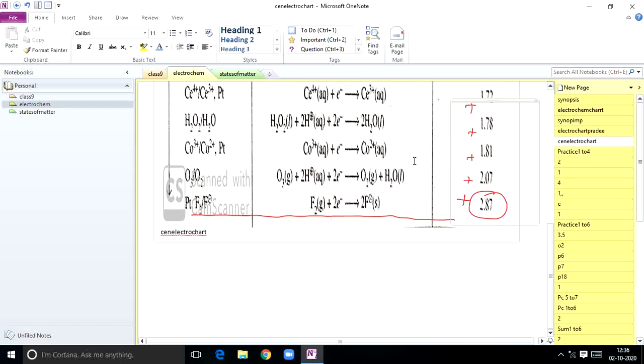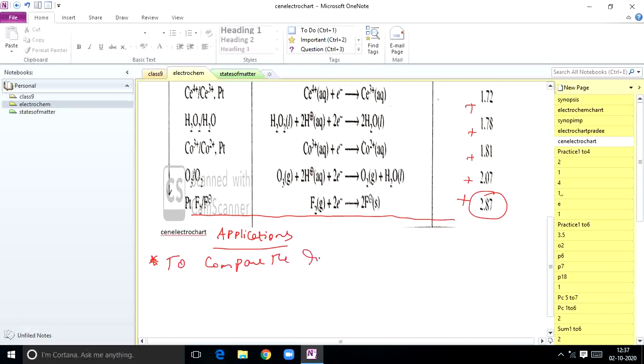So this is called activity series, students. From this activity series, we can draw some points, to compare the relative oxidizing and reducing powers. So we are discussing applications of electrochemical series. In what way does this electrochemical series help us? Applications. First one, to compare the relative oxidizing and reducing powers.